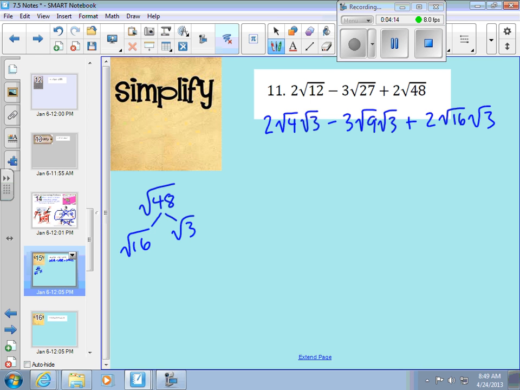All right, let's do some simplifying now. We know the square root of 4 is the same as 2. The square root of 9 is the same as 3.